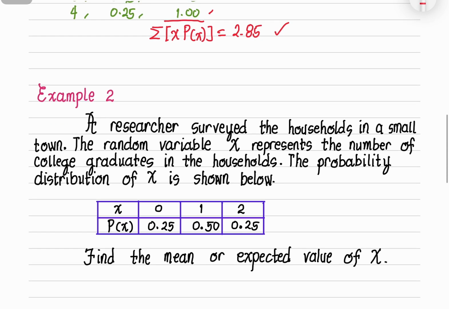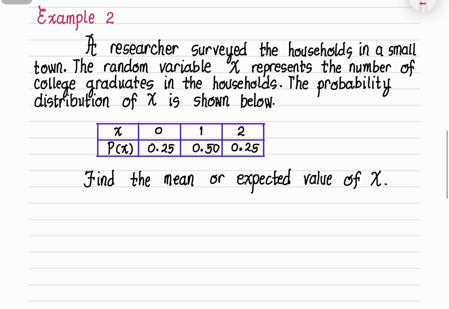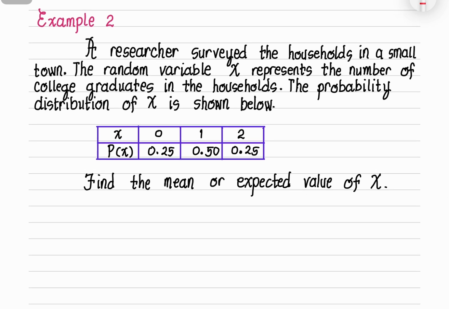So, now, moving on to example number 2. A researcher surveyed the households in a small town. The random variable x represents the number of college graduates. So take note of that. Yung mga x natin dito na 0, 1, and 2, ni-represent natin as random variable x, which is the number of college graduates in the households.